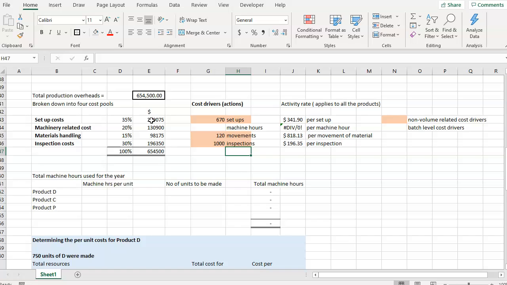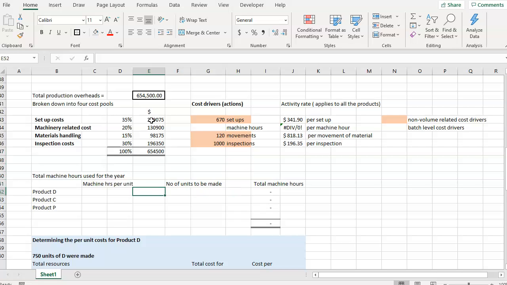Now, notice that the machine hours are not given in the table, but you would have had to realize that machine-related costs must be generated based on the length of time you run the machines for. The more machine hours you have, the higher your machine-related costs. Let us find out what was the total machine hours that was used up in making the 750 units of D, the 1,250 units of C, and the 7,000 units of P.